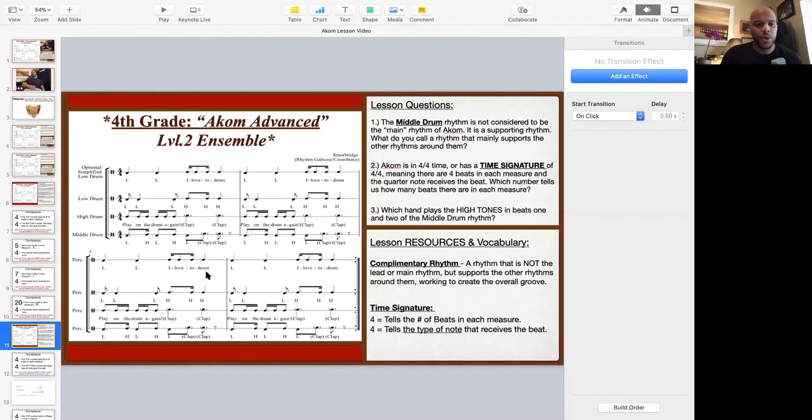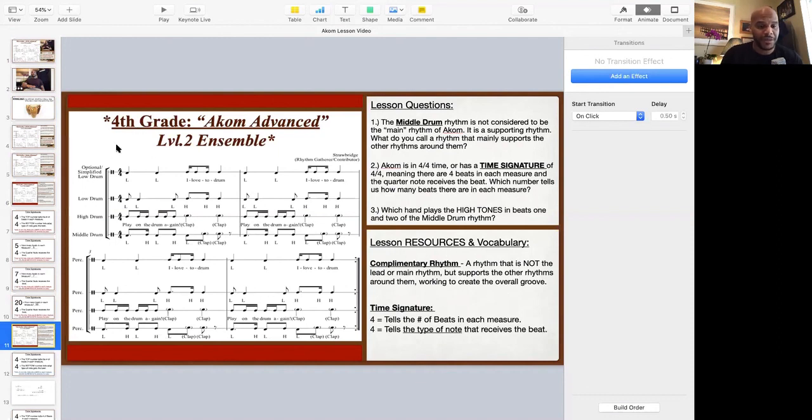Good job. Quick recap. Akom rhythm number 3, middle drum. It's not the main rhythm of Akom. It's still important, but its job is mainly to support the other rhythms around it. So we call it a complementary rhythm. Everybody say complementary rhythm. Good.